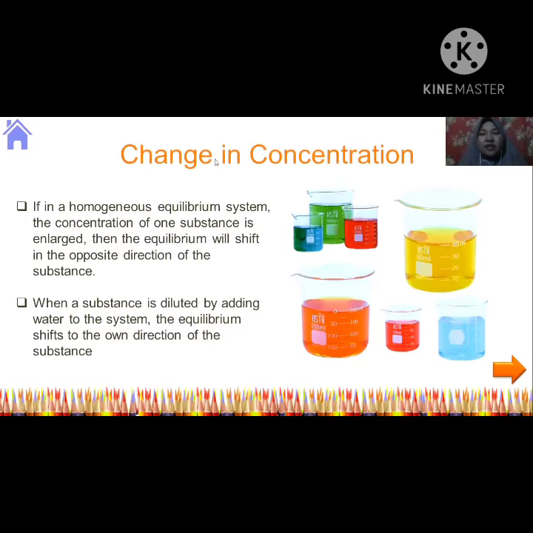Okay, the first factor is change in concentration. The principle of change in concentration is, first, if in a homogeneous equilibrium system the concentration of one substance is enlarged, then the equilibrium will shift in the opposite direction of the substance. So if we have an equilibrium reaction that has reactant and product, if we add the concentration of reactant, the equilibrium will shift to the product.